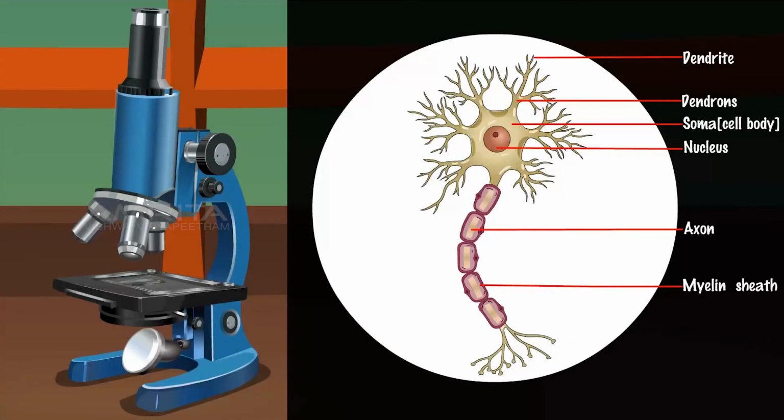Inference: the presence of cells with a large cell body, one prominent nucleus, dendrons and a large axon confirms that the tissue seen on the slide is nerve tissue.